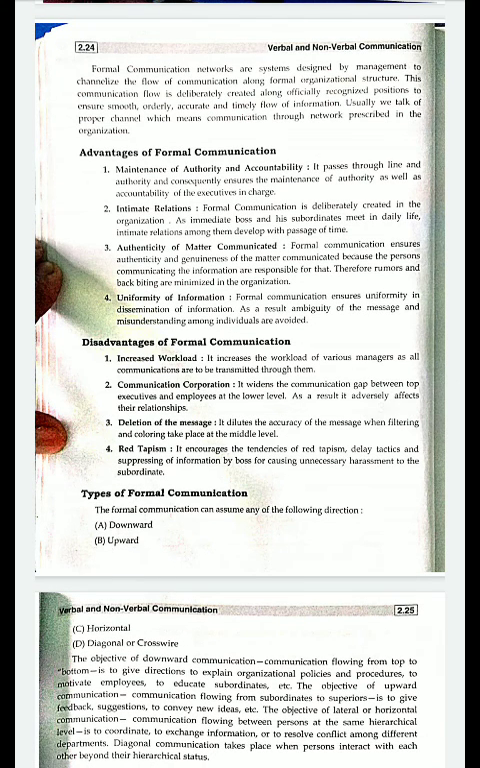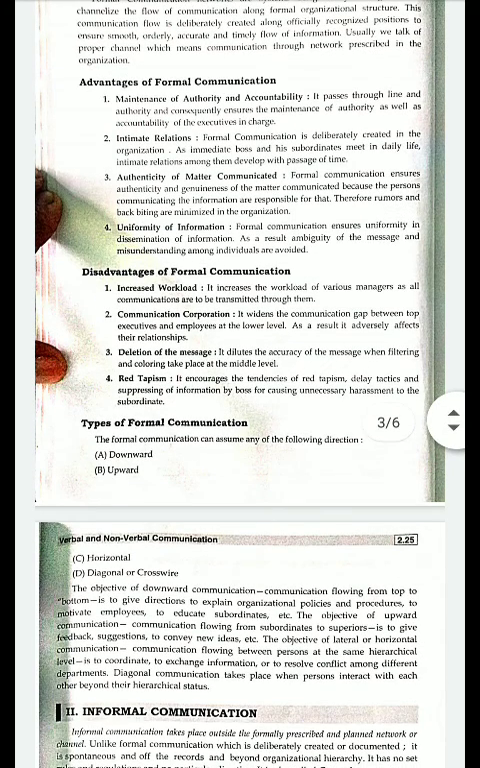The next one is authenticity of matter communicated. With formal communication, there is authenticity and genuineness of the matter communicated, because the person communicating the information is responsible for that. And the next one is uniformity of information. In formal communication, we follow uniformity in a systematic manner from one person to another in a formal manner.